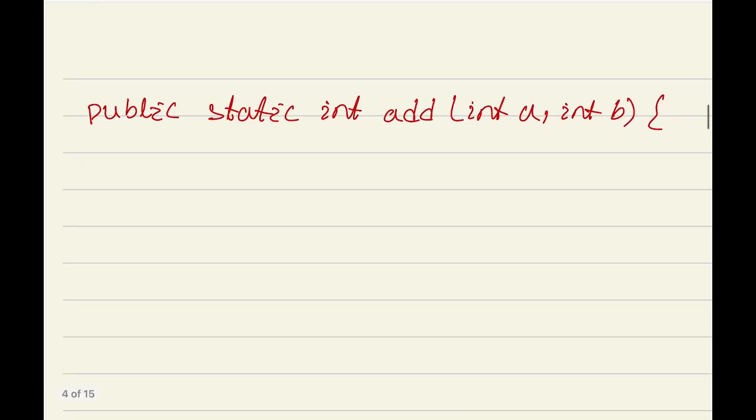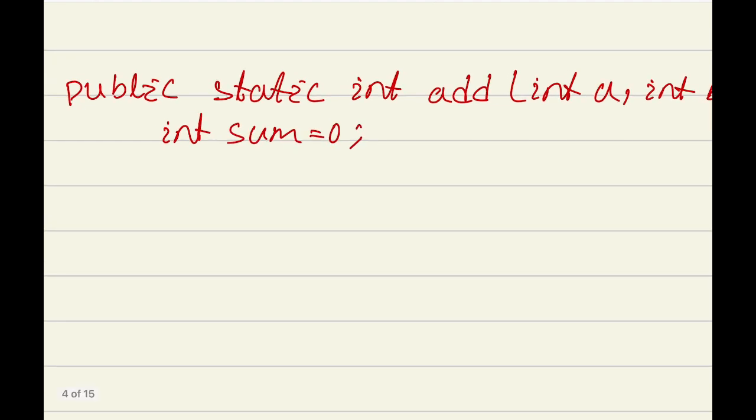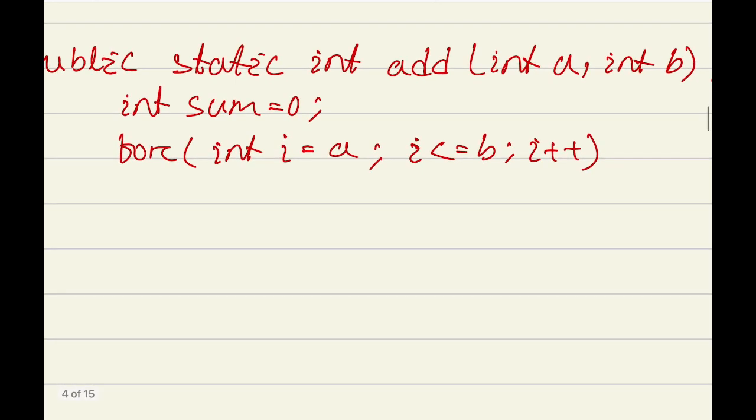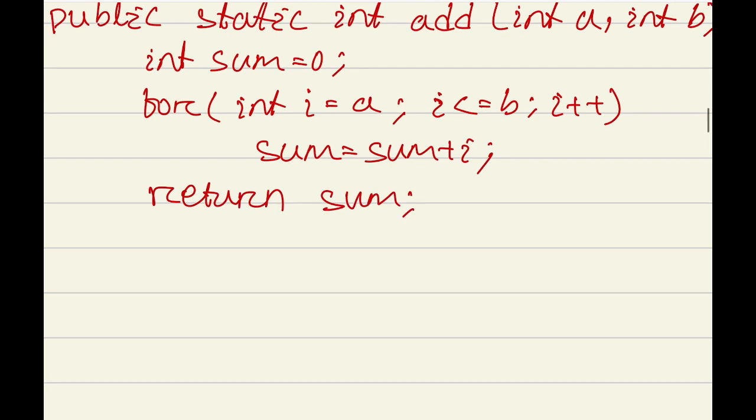Okay, so we can write here int sum equal to 0. Then we can write the for loop for i equal to a, i less than or equal to b, i plus plus, sum equal to sum plus i. Then after the loop we can write return sum.